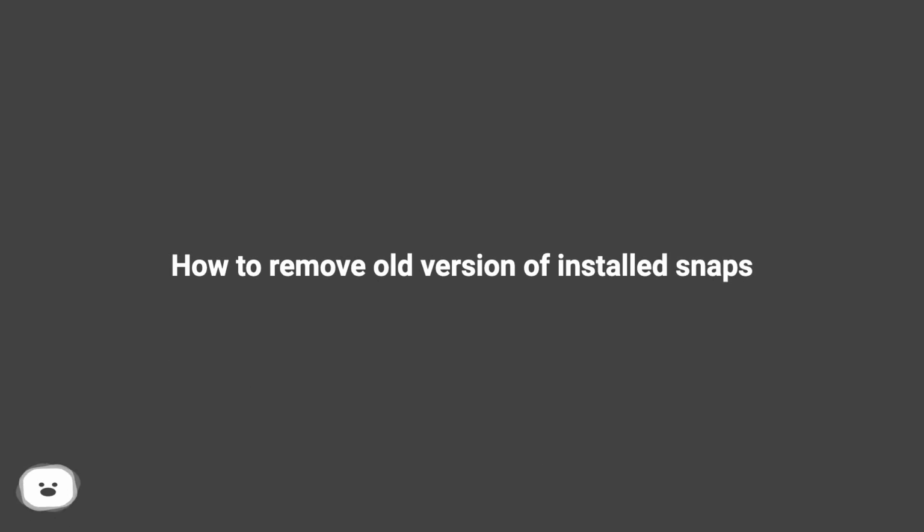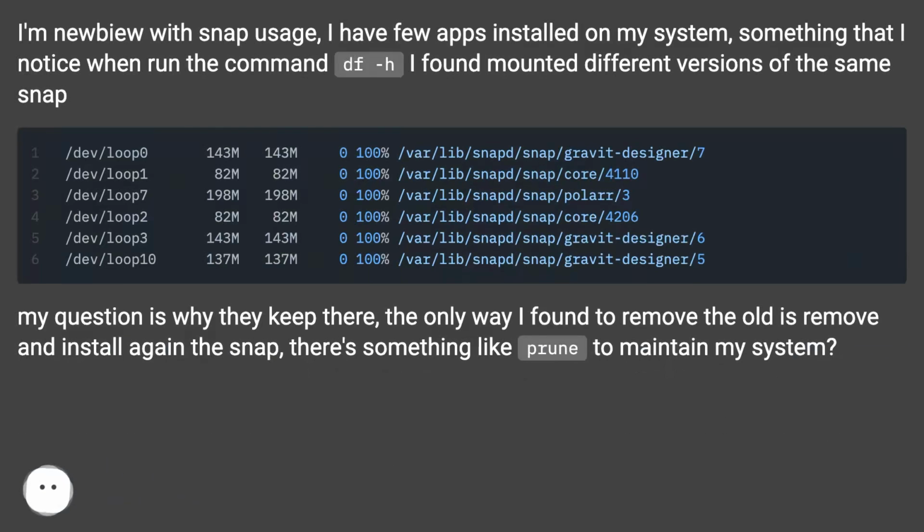How to remove old versions of installed snaps. I'm a newbie with Snap usage. I have a few apps installed on my system. Something that I noticed when running the command df -h: I found mounted different versions of the same snap.